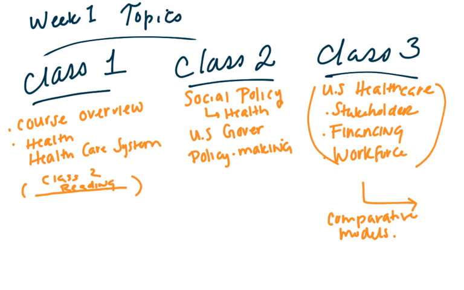Then we're going to talk about how the U.S. government is structured and how policy is made and what the health policy making process looks like. And then finally, you're going to get an overview of how the U.S. healthcare system is structured, the different stakeholders, the workforce involved, and how it is financed.